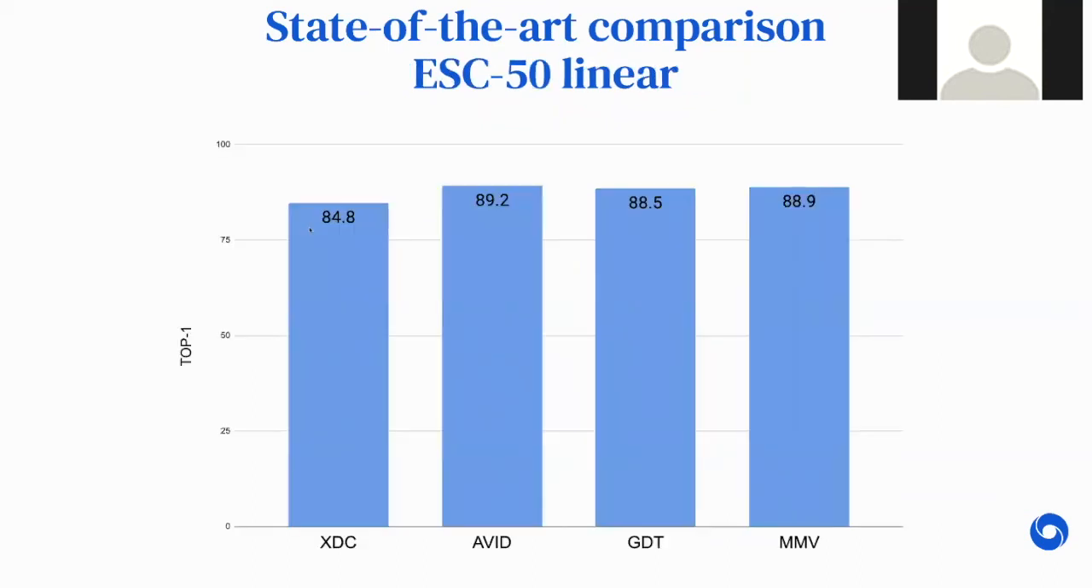We also show on ESC-50, which is an audio classification dataset, that we obtain close to state-of-the-art performance. There is an AVID method that was performing slightly better, but those are really good performances on this benchmark.